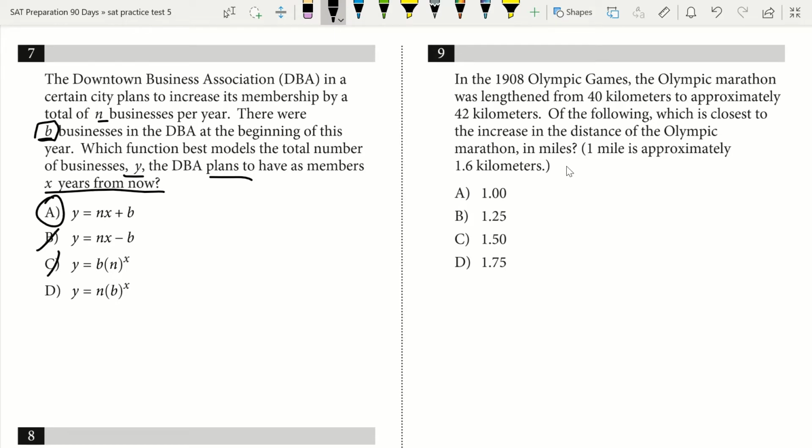So the other thing I see is that it's linear, right? It's increasing its membership by a total of N businesses per year. So it's a constant increase. So that's going to be linear. So I can get rid of C and D because they're exponential. Only option with current businesses then that is linear as well is option A. So the important thing to understand here is that it's linear growth with a y-intercept. Answer is going to have to be A for number 7. All right, now we got question 8.